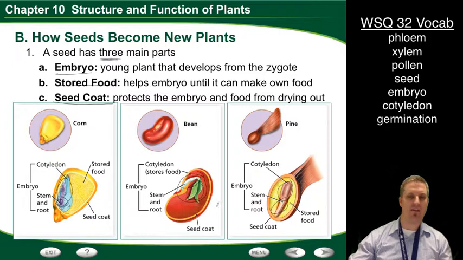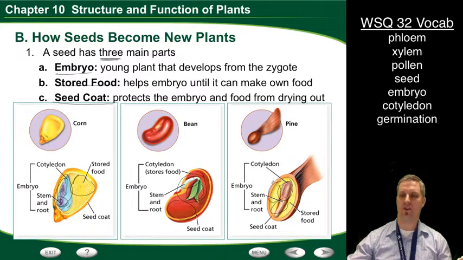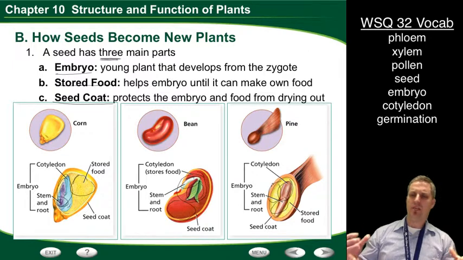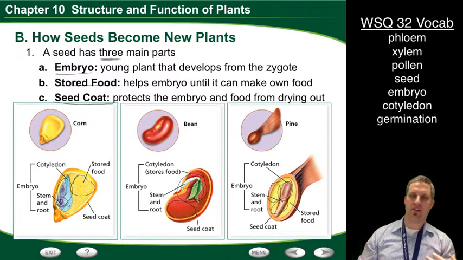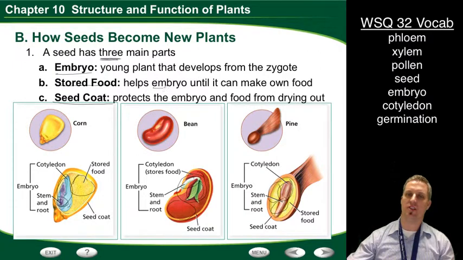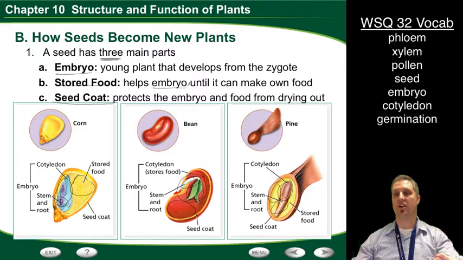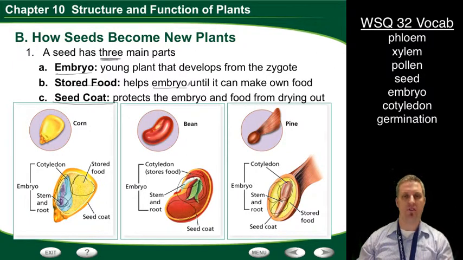The rest of the stuff that's in this is not a part of the plant. Its purpose is to help the plant. It's got stored food. We can see all the stored food here. Now, the reason why we eat beans and why we eat corn and why we eat pine seeds is there's stored food in those that's energy, that we can actually gain energy from. The purpose of the food for the seed is just to help the embryo have enough nutrition to be able to get started until it can make its own food through photosynthesis.